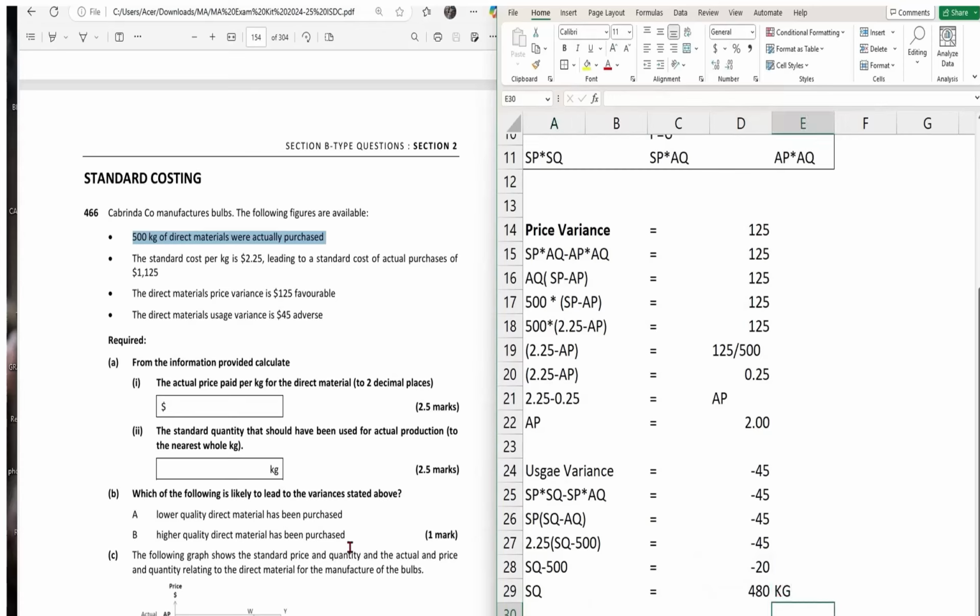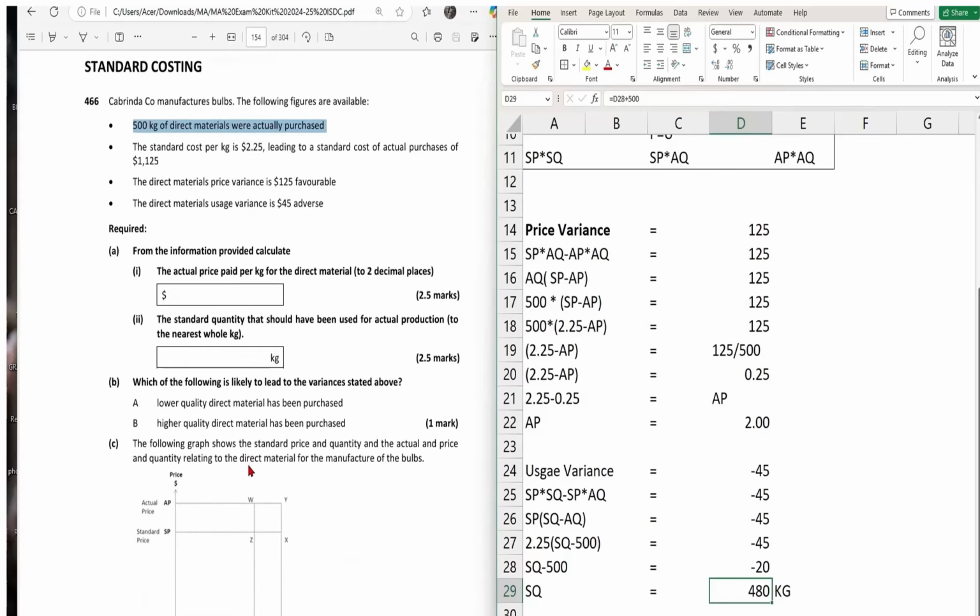Look for whether they are asking for decimal places. No, this time they didn't ask for decimal places. They are asking for the nearest whole kg. That means even though you got a decimal point, you need to round it off and keep the whole number figure in this box. That's 480. All right. Now let's move to the next question. Which of the following is likely to lead to the variances stated above?